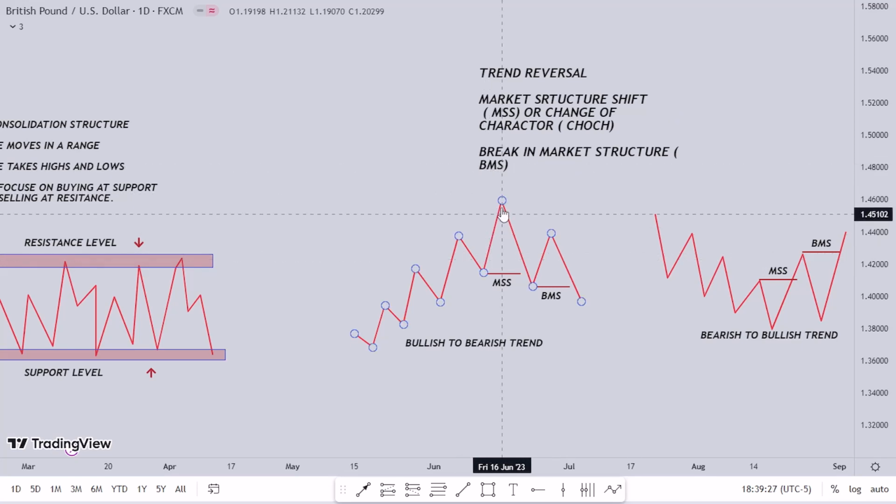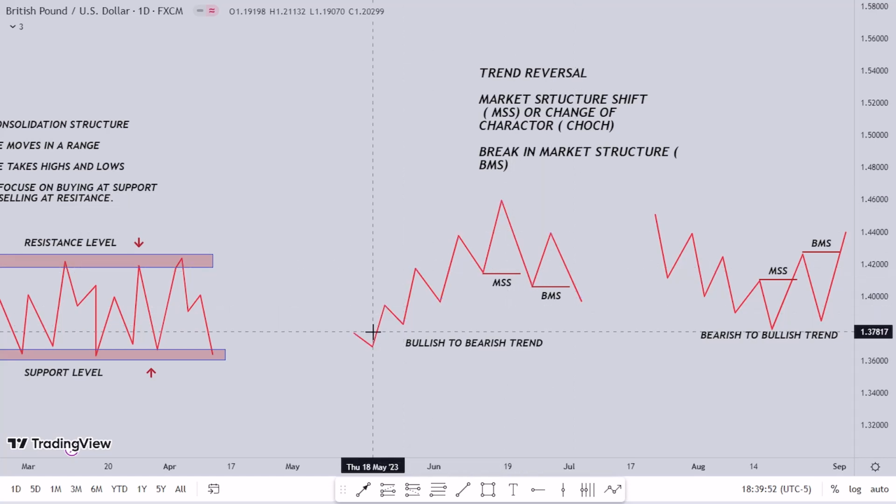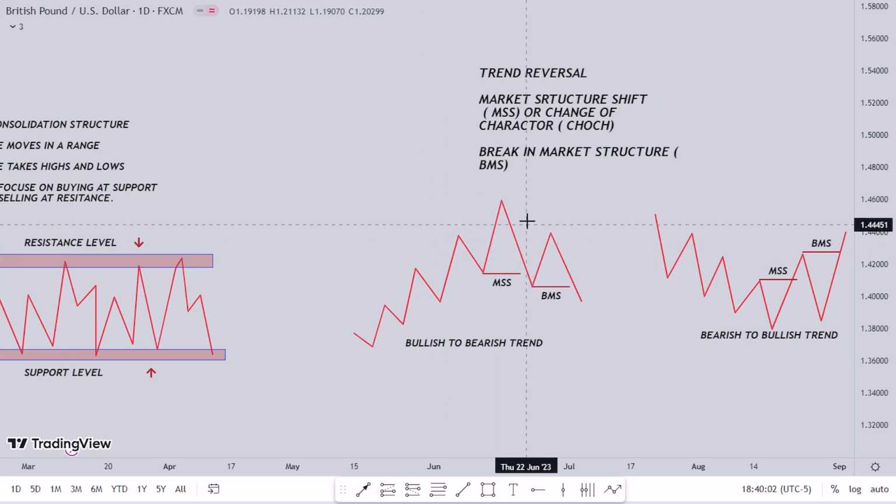Okay, so the first shift or the first break we say is a market structure shift or a change of character, CHoCH. Then the second break: as we break this and we pull back and we break again for the second time, we say we have a break in market structure. The break in market structure confirms that this bullish trend has now shifted to what? A bearish trend. And so instead of price making higher highs and higher lows, now price is making what? Lower highs and lower lows.